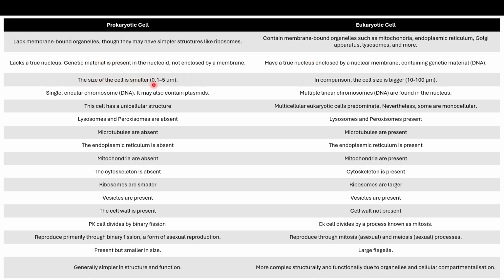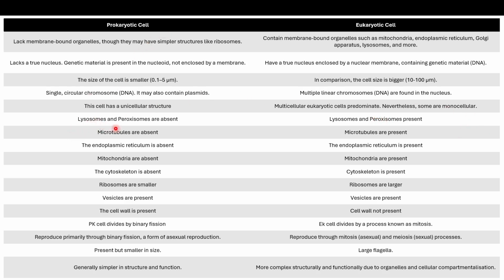In prokaryotes, the size of the cell is smaller, and in comparison, eukaryotic cells are bigger in size. Prokaryotes have a single circular chromosomal DNA. It may also contain plasmids. And eukaryotic cells have multiple linear chromosomes or DNA in the nucleus. Prokaryotes have a unicellular structure, whereas eukaryotes can be unicellular or multicellular. Yeasts, for example, are unicellular or monocellular eukaryotes.